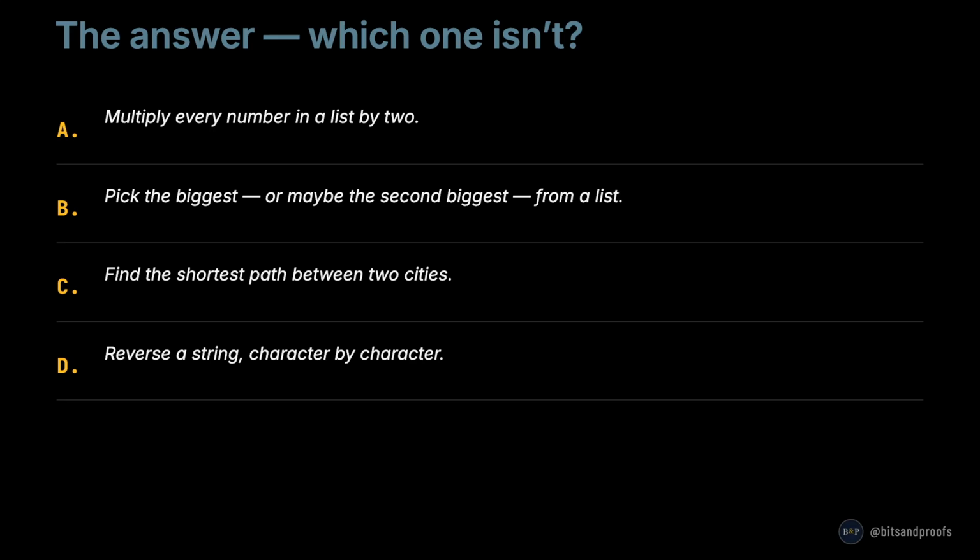Let's go back to the 4 options from the start. You had 10 seconds. Now let's see which is which and why. A. Multiply every number in a list by 2. This is an algorithm. Every step is defined. The loop terminates when the list ends. Input and output are both clear.